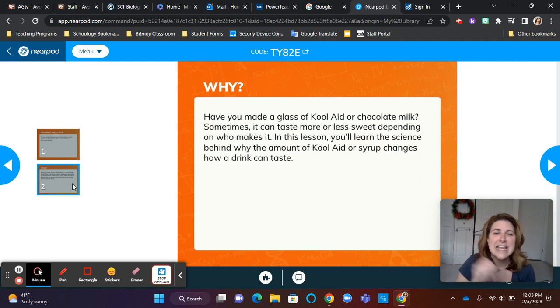So sometimes it can taste more or less sweet depending on who makes it, because we're going to learn the science about that, right? Why the amount of Kool-Aid or syrup changes how a drink can taste. That's not earth-shatteringly new, but we're going to understand the why of the science and we're going to use the appropriate vocabulary.